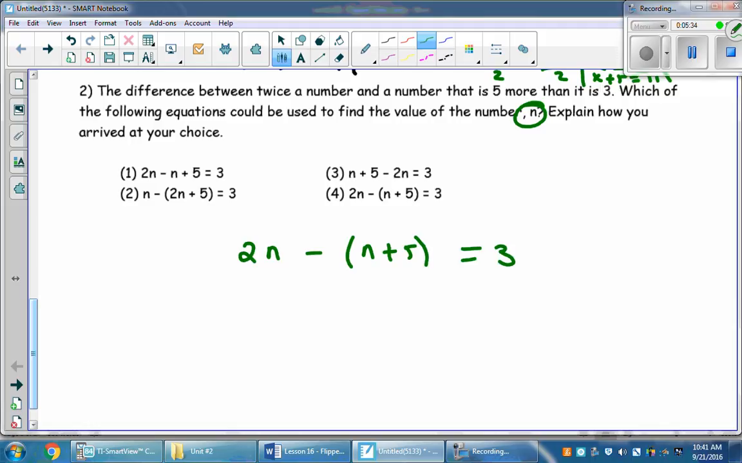And again, if we take a look at what we have, this right here represents twice our number. This represents the number that's 5 more than our number. And the subtraction is there because of the word difference.